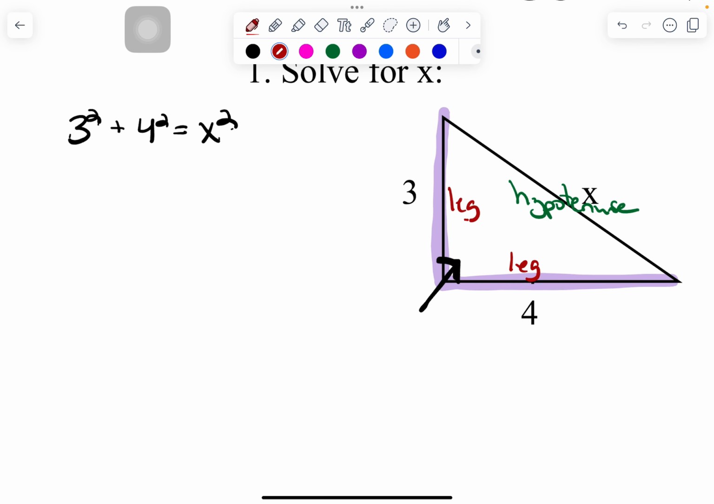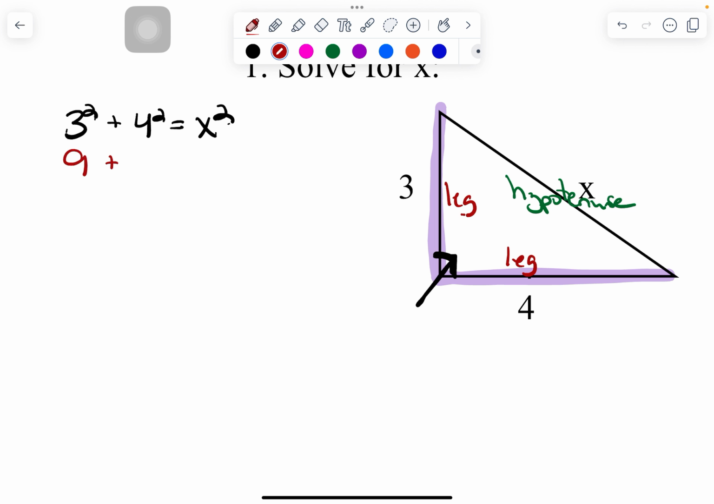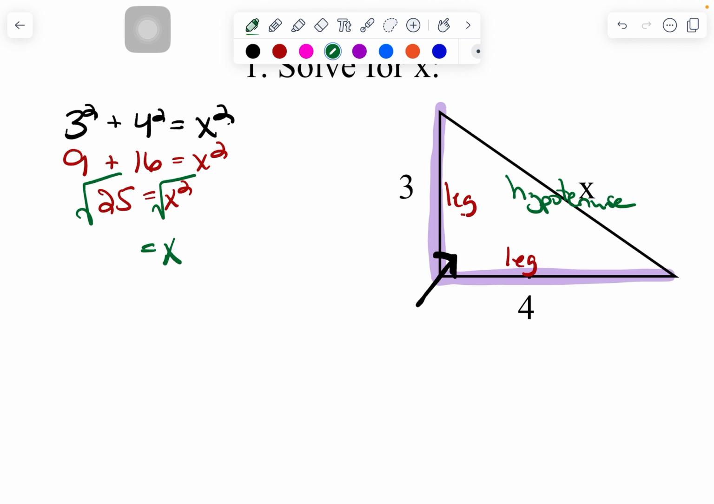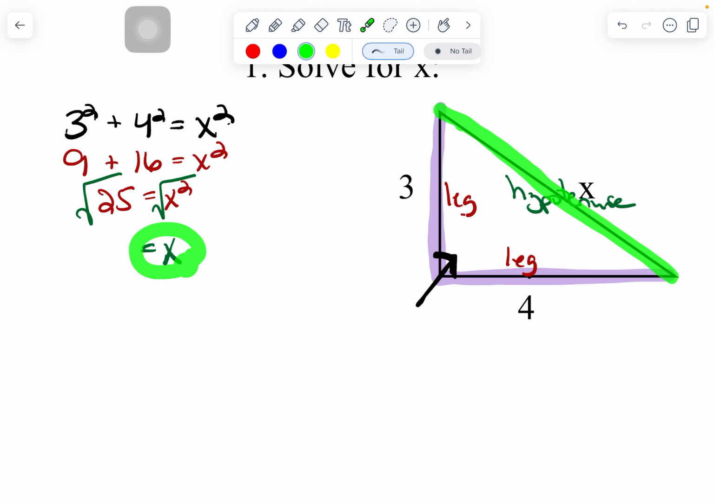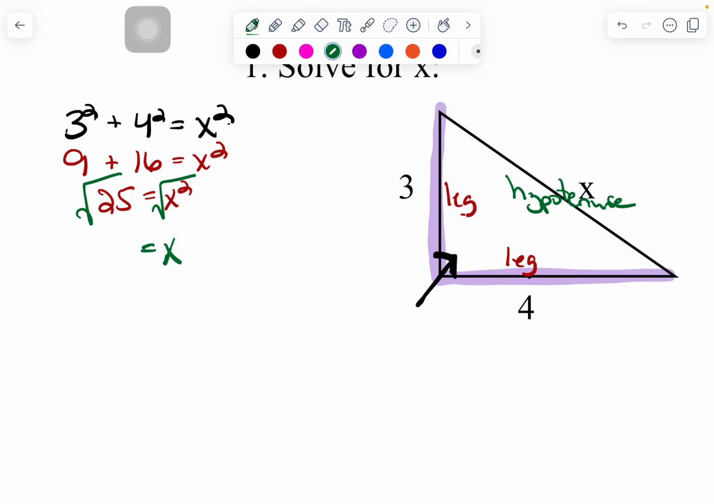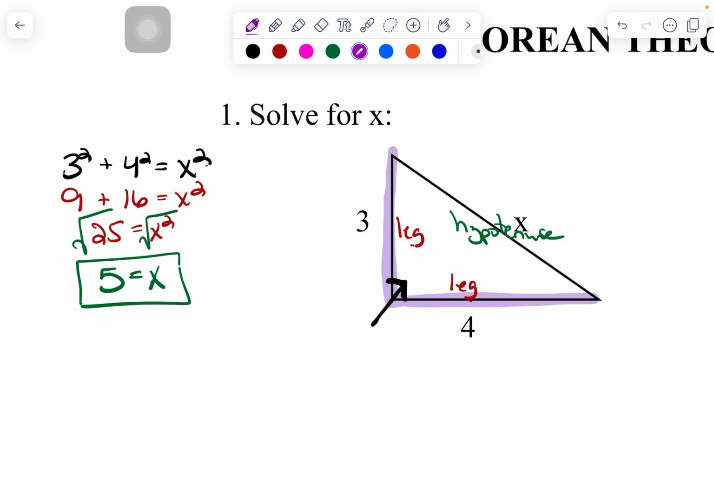Let's go ahead and solve this. 3 squared is 9, 4 squared is 16. I don't know what x squared is, but I'm going to write down x squared. 9 plus 16 makes 25. So 25 is equal to x squared. I'm going to take the square root of both sides. In this case, since x represents the length of the side of a triangle, x is only going to be a positive value. So there's no plus minus here. I'm simply going to say that x is equal to 5. So I have solved for x, and that's it for problem number 1.